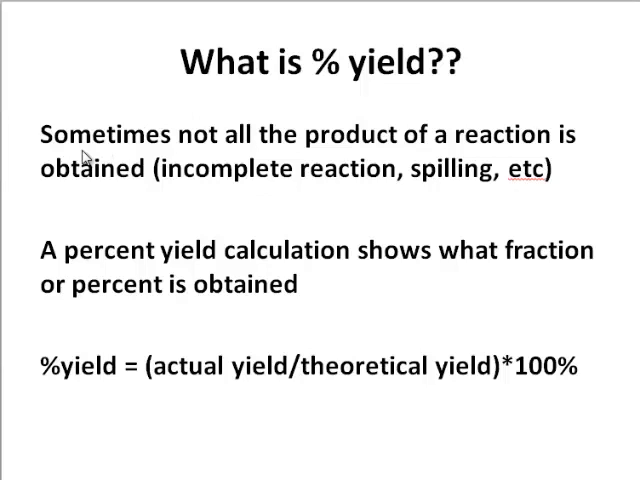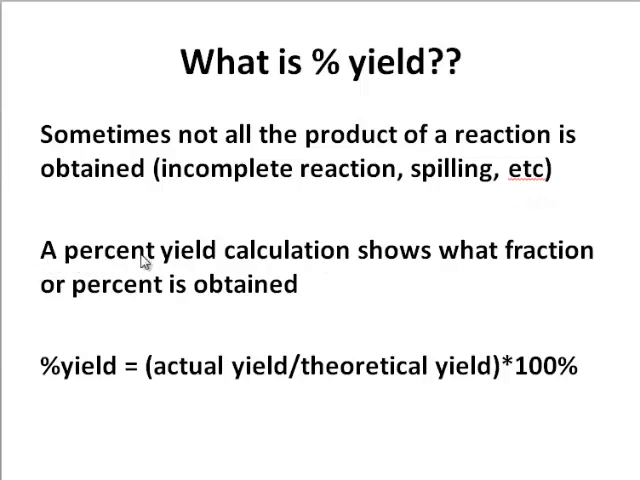In the lab, and when you'll look at later semesters, sometimes not all the product of a reaction is obtained. This may happen because the reaction doesn't go completely. This may happen because of some spilling. This may happen because of other accidents. This, by the way, will be a problem in industry in addition to your laboratory.